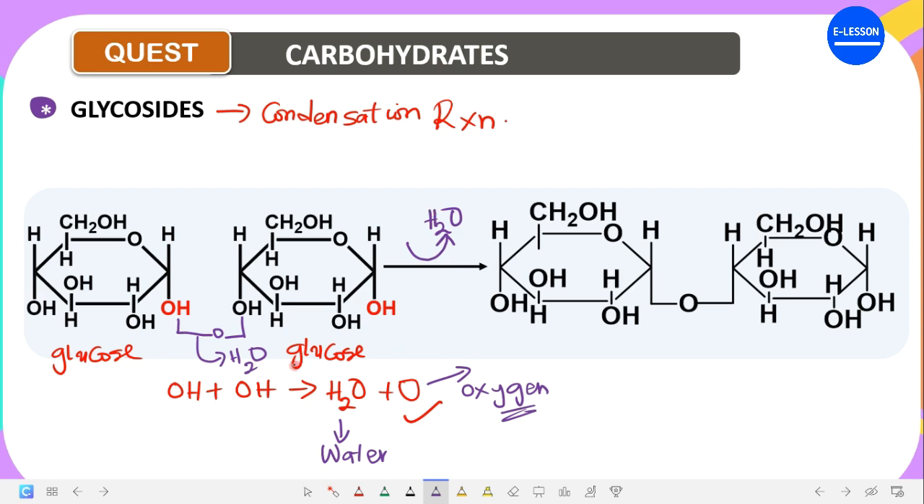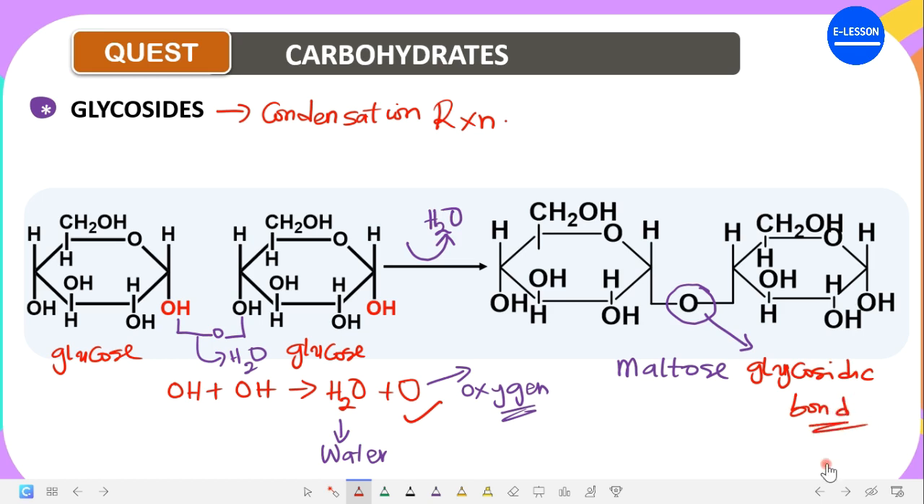So when two glucose molecules come together, what are we expected to form? We are expected to form maltose. The linkage that links them together is what we call the glycosidic bond. Okay? So we now know what a glycosidic bond is, right? And how it is formed.